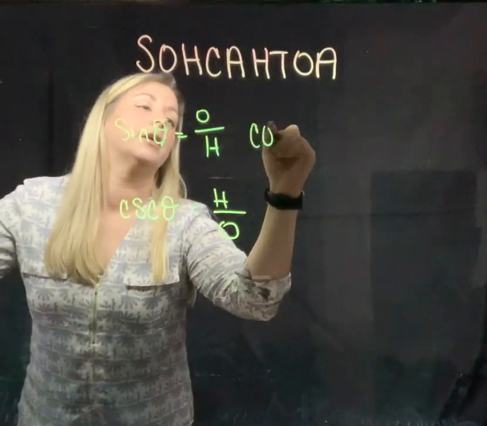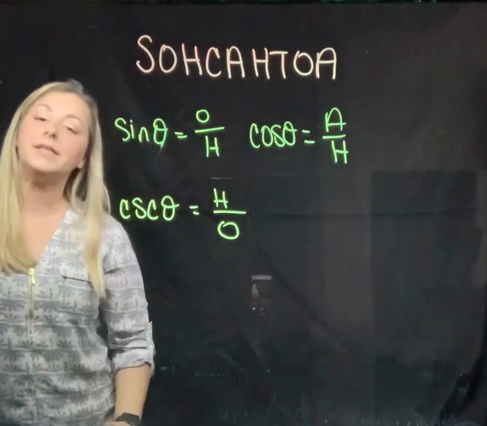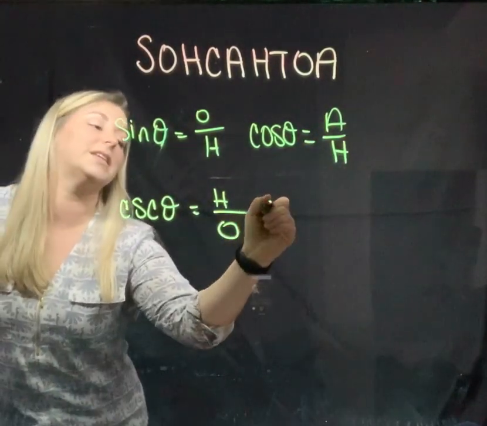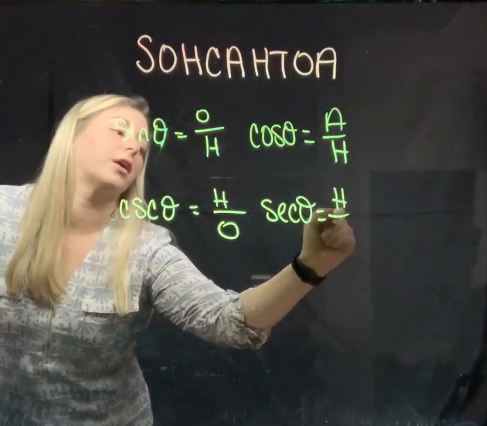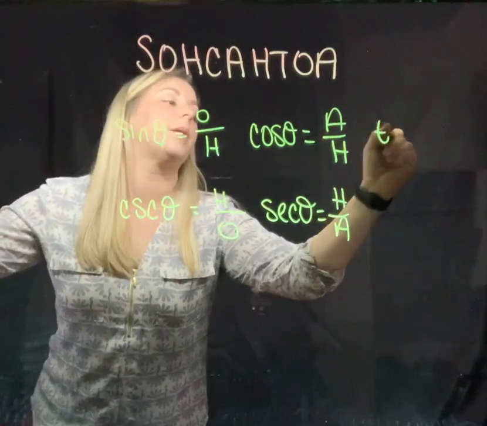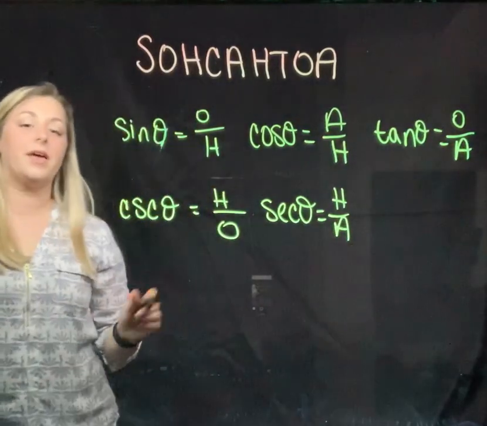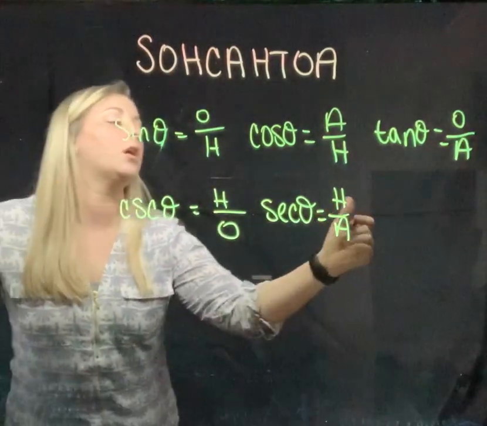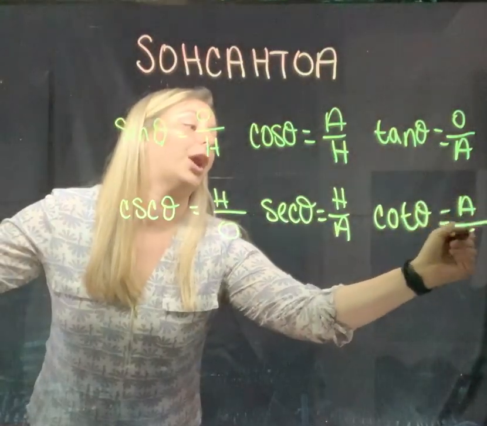The cosine is A over H, and flipping that upside down, we have the reciprocal, which is secant, and that's H over A. And then lastly, we have our tangent, and tangent, remember, is O over A, and then flipping that one upside down to get the reciprocal, so that would be called our cotangent, is A over O.